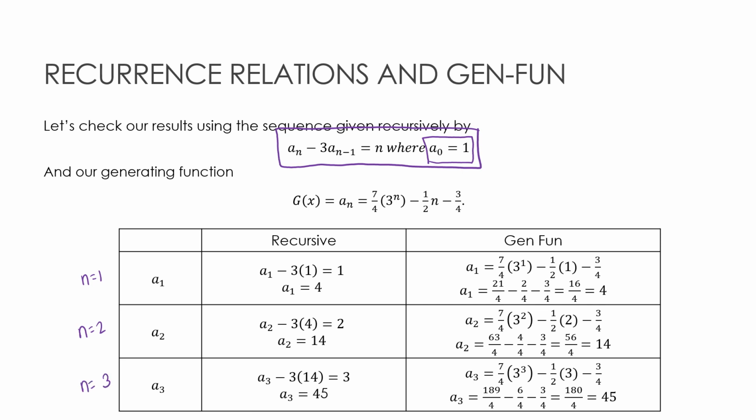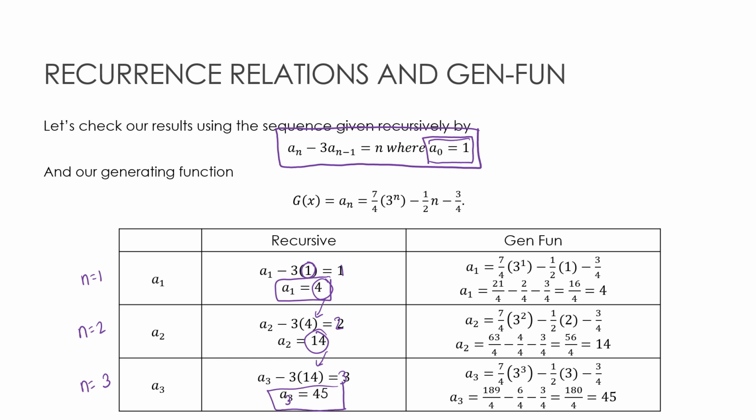I'm looking at a sub 1 minus 3 times a sub 0, so notice I've just replaced it with 1, and n is 1. Then I did the math and found out that a sub 1 is 4. To find a sub 2, it's minus 3 times a sub 1, so notice I've replaced it with 4, and n is 2. That gives me 14, and now I'm using 14 and n is 3 and finding that a sub 3 is 45.